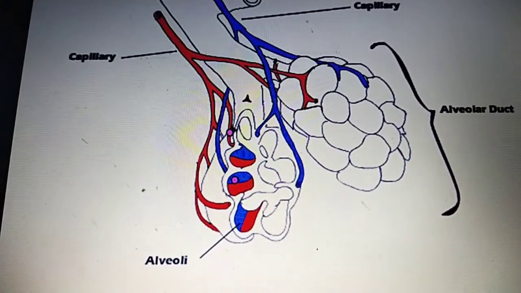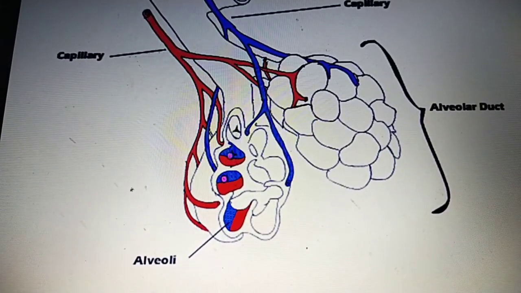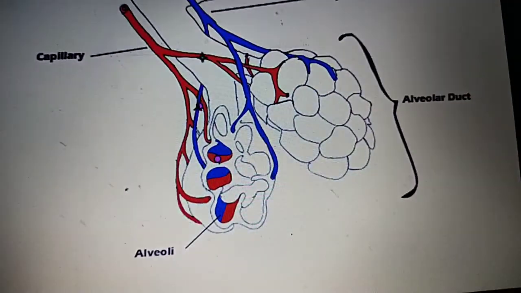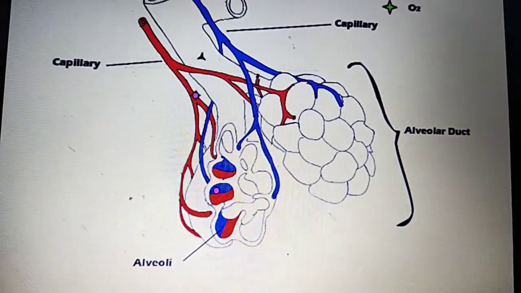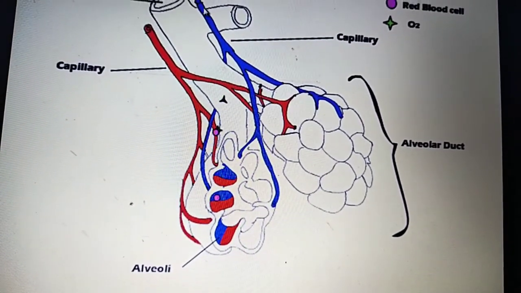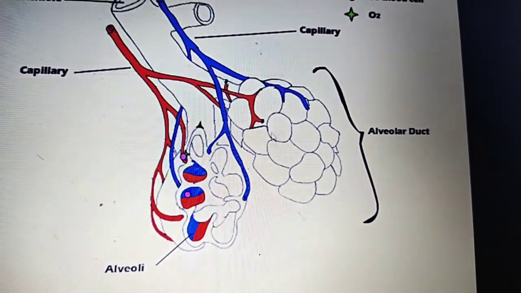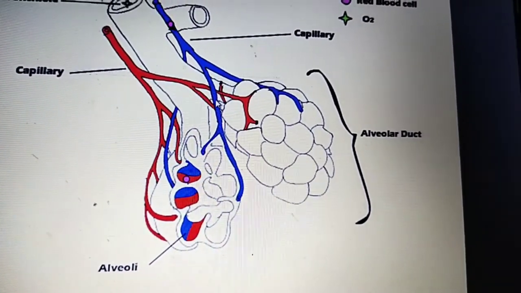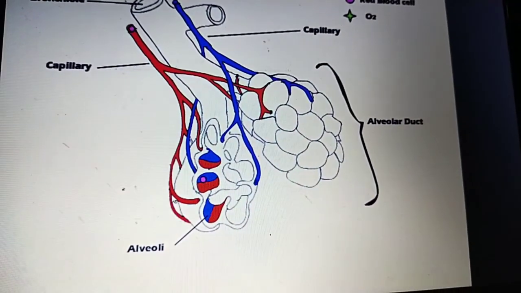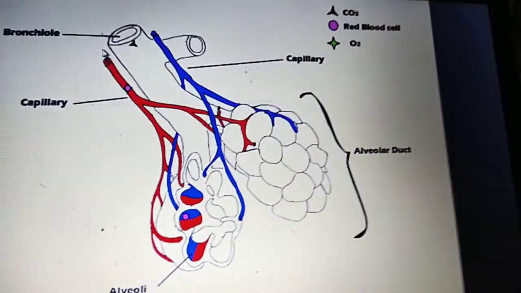The alveoli are completely covered by a bunch of respective capillaries. Like this, the capillary network is around the alveoli. Here you can see this is the pulmonary artery or bronchial artery. It divides into capillaries around the alveoli. This artery brings the deoxygenated blood, and this is a capillary vein and bronchial vein, then the pulmonary vein.